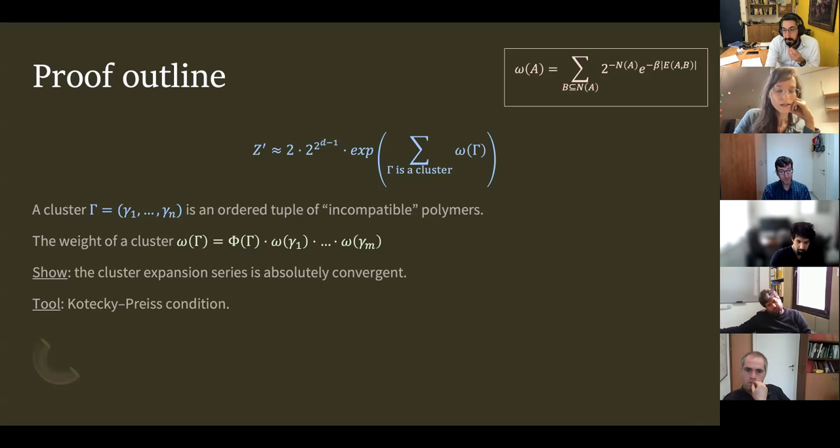I'm sorry, a what function? What's that word? I'm missing the word. It's the Ursell function. How's it spelled? U-R-S-E-L-L. Yeah. Okay, thank you.